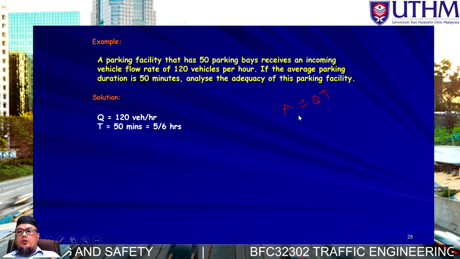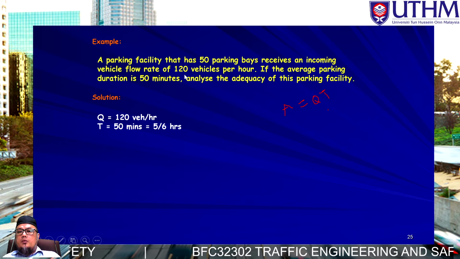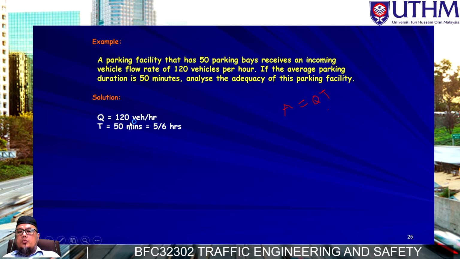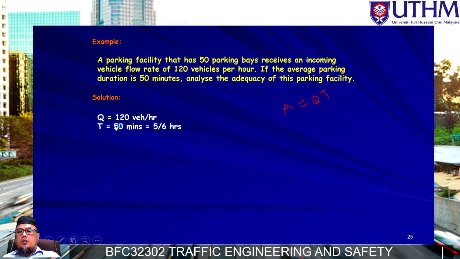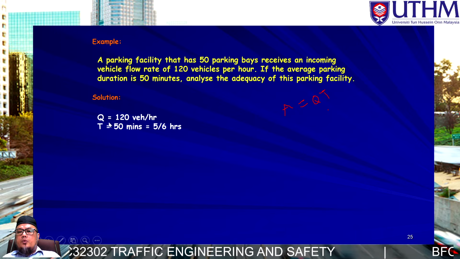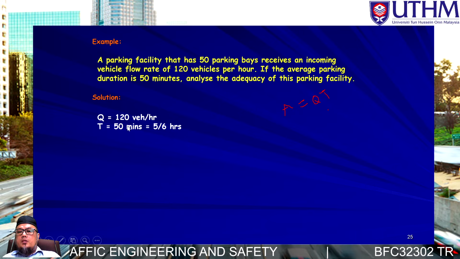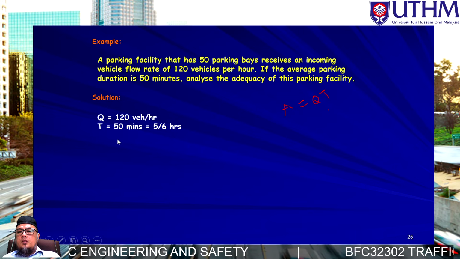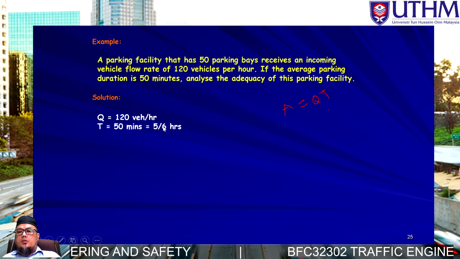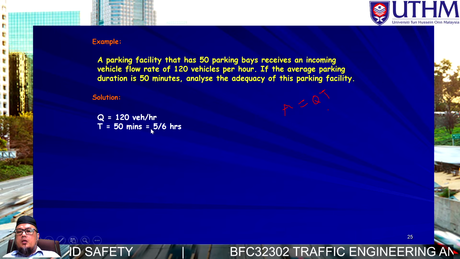Okay, we have to determine A. We already obtained Q, given as 120 vehicles per hour. The average duration T is 50 minutes. So be careful, Q is in hours, so we have to convert this into hours: 50 divided by 60. They just took it in hours, so you can calculate it as a decimal also.